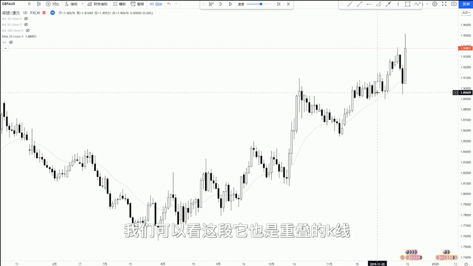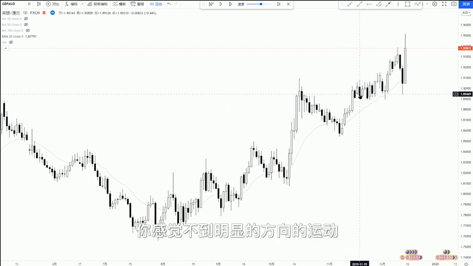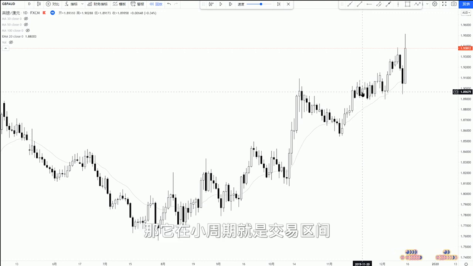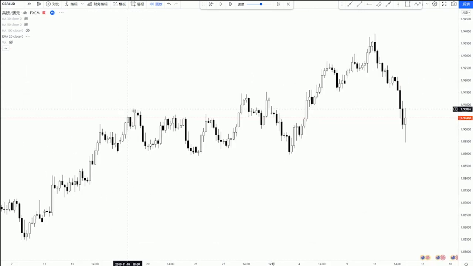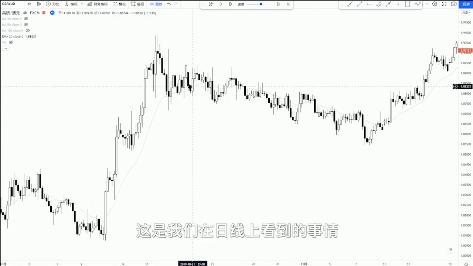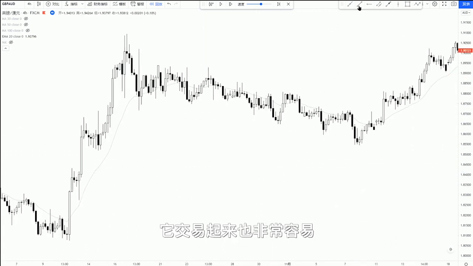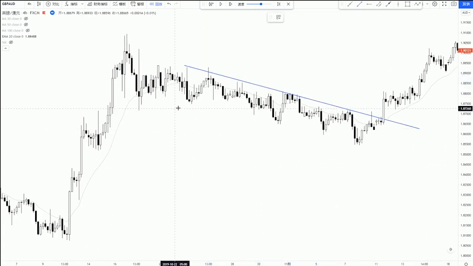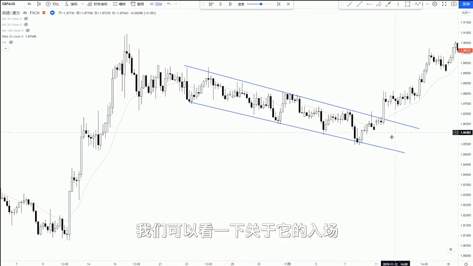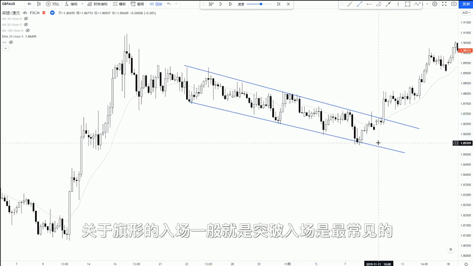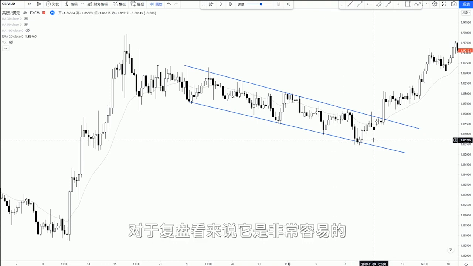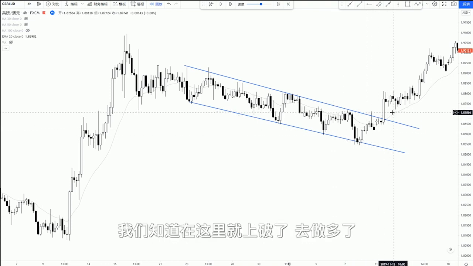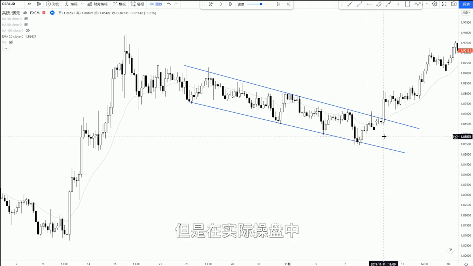About the entry of the flag, generally the breakout entry is the most common, or entering when the price touches the channel line. It seems to be very easy. We know here the break is to buy, but in actual operation you do not know which is the real break. Even if you place an order at the channel line, you could just get the ticket here and then this entry fails and you have to wait for the next entry. So how exactly to operate in this channel adjustment? We'll talk more about it later, but channel adjustment is a very common adjustment pattern in the market.